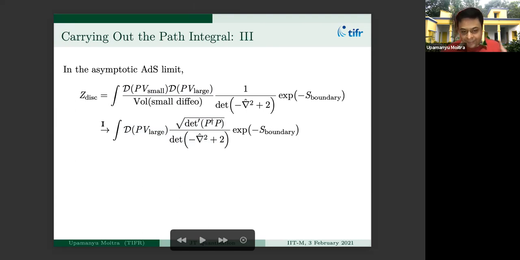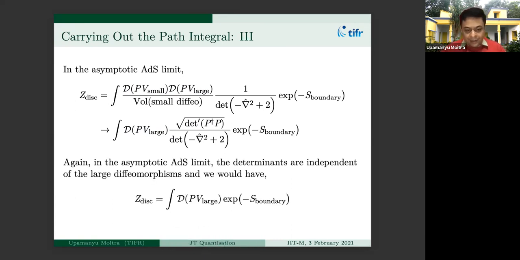So now we have gotten rid of a lot of things, and we are going towards something nice. So again, we appeal to the asymptotic AdS limit, and these determinants in the asymptotic AdS limit turn out to be independent of the large diffeomorphisms. So they are just an overall factor in the path integral that we don't care about. And the whole disk partition function reduces to this form with the measure for the large diffeomorphisms with the action. So this is all that remains to be evaluated.